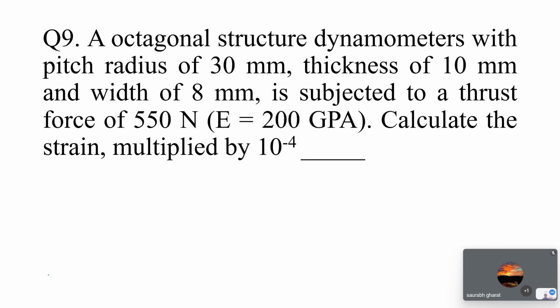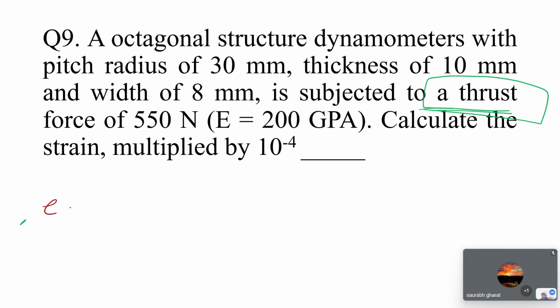Okay, an octagonal ring structure dynamometer with a reference radius of 30 mm, thickness of 10 mm and width of 8 mm is subjected to a thrust force of 550 Newton. E is equal to 200 GPa. Calculate the strain. Right now they ask about thrust force. The most important concept is thrust force. So we need to calculate for E90, because they are asking about thrust force.